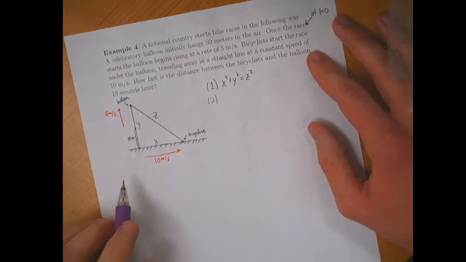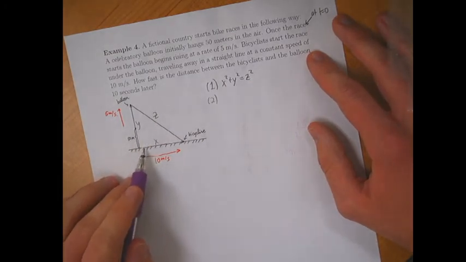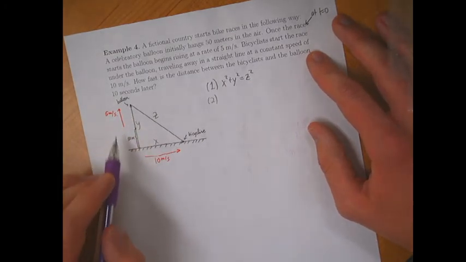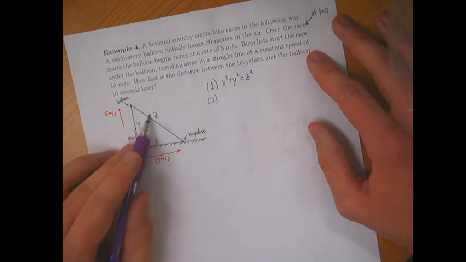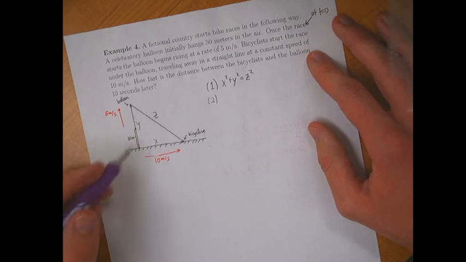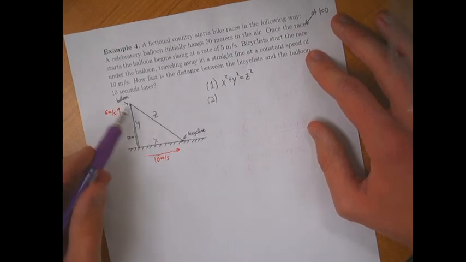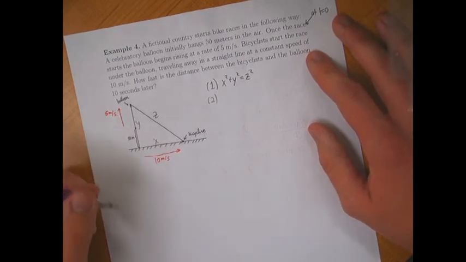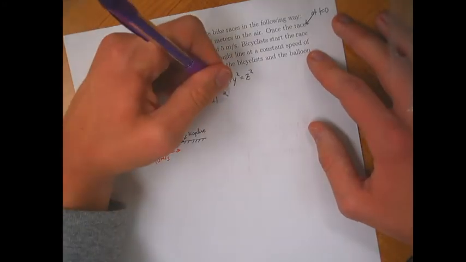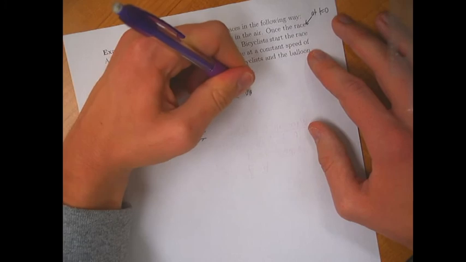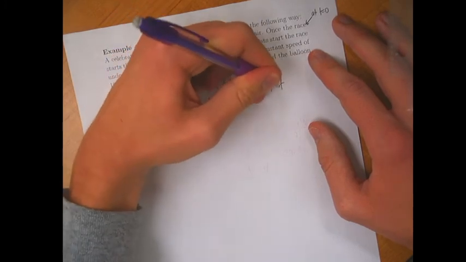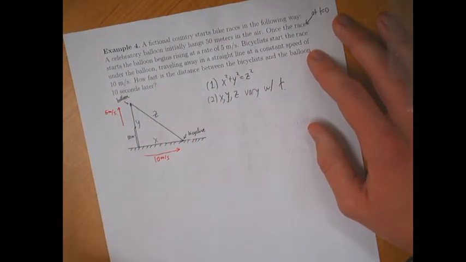Step 2, well, in this case, we have x and y are still changing because of the respective velocities. And then z, consequently, will also change because of the fact that the balloon and bicyclists are going away from each other. So in this case, x, y, and z vary with t, so nothing crazy there.